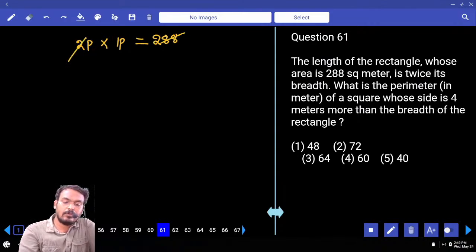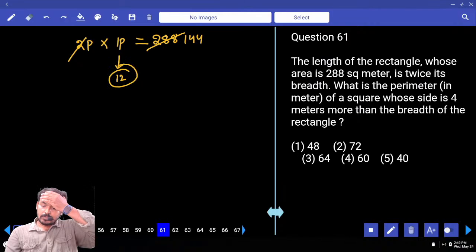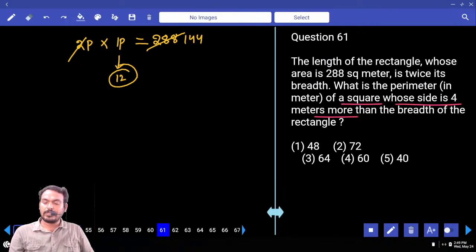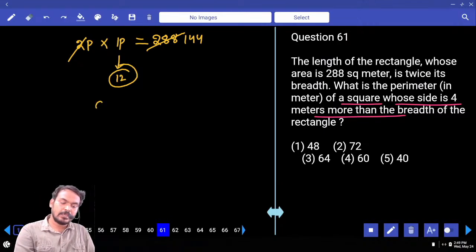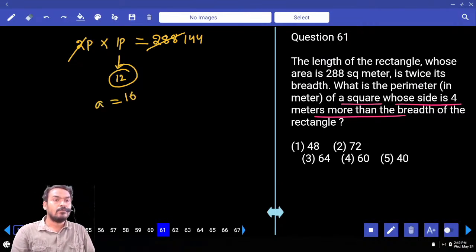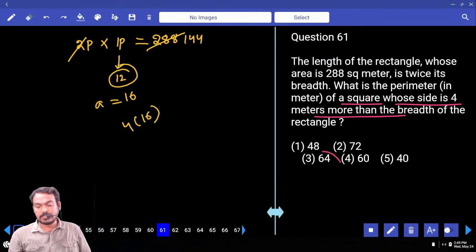2 how many times? 144. Then every one part is how much? 12. What is the question here? Square perimeter is required, but whose side is 4 meters more than the breadth? Means a equal to 16. Perimeter means 4 into 16. What is the answer? 64.